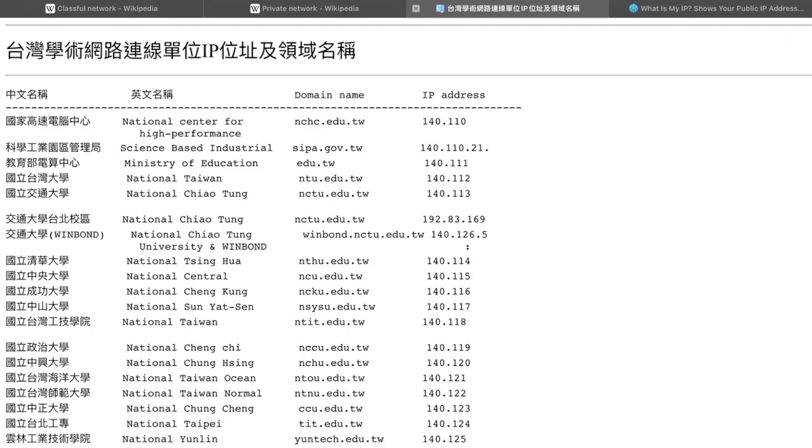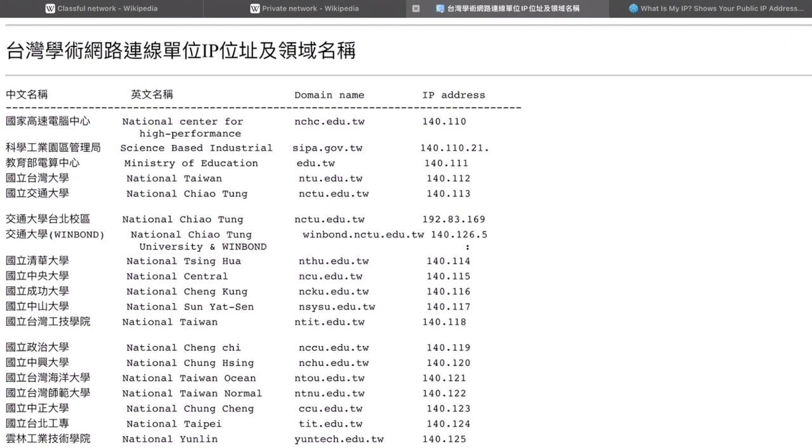So in the early days, for example, the first entry, the National Center for High-Performance Computing, is an organization in Tainan. The Internet gave the center, the computer center, a bunch of IPs. It starts with 140.110, and you can see that it is a class B network. So the high performance center gets around 65,000 IP addresses. It is a class B network.